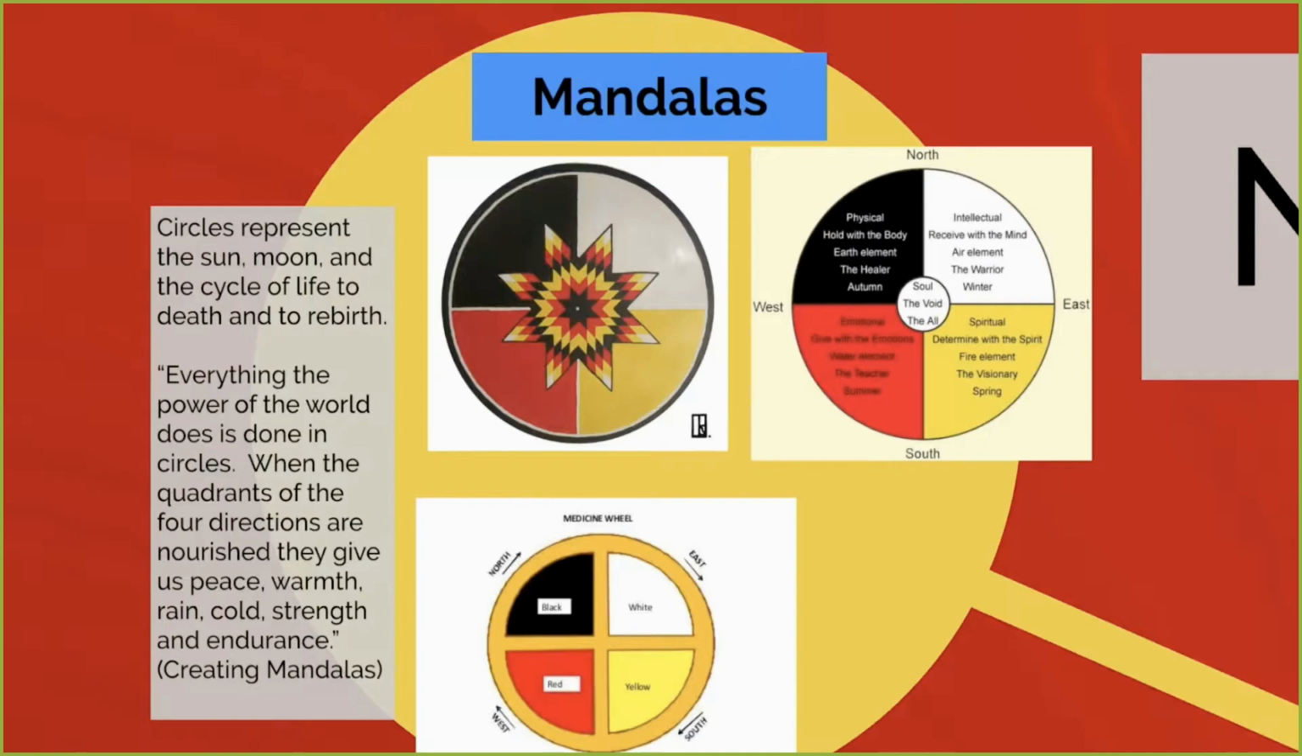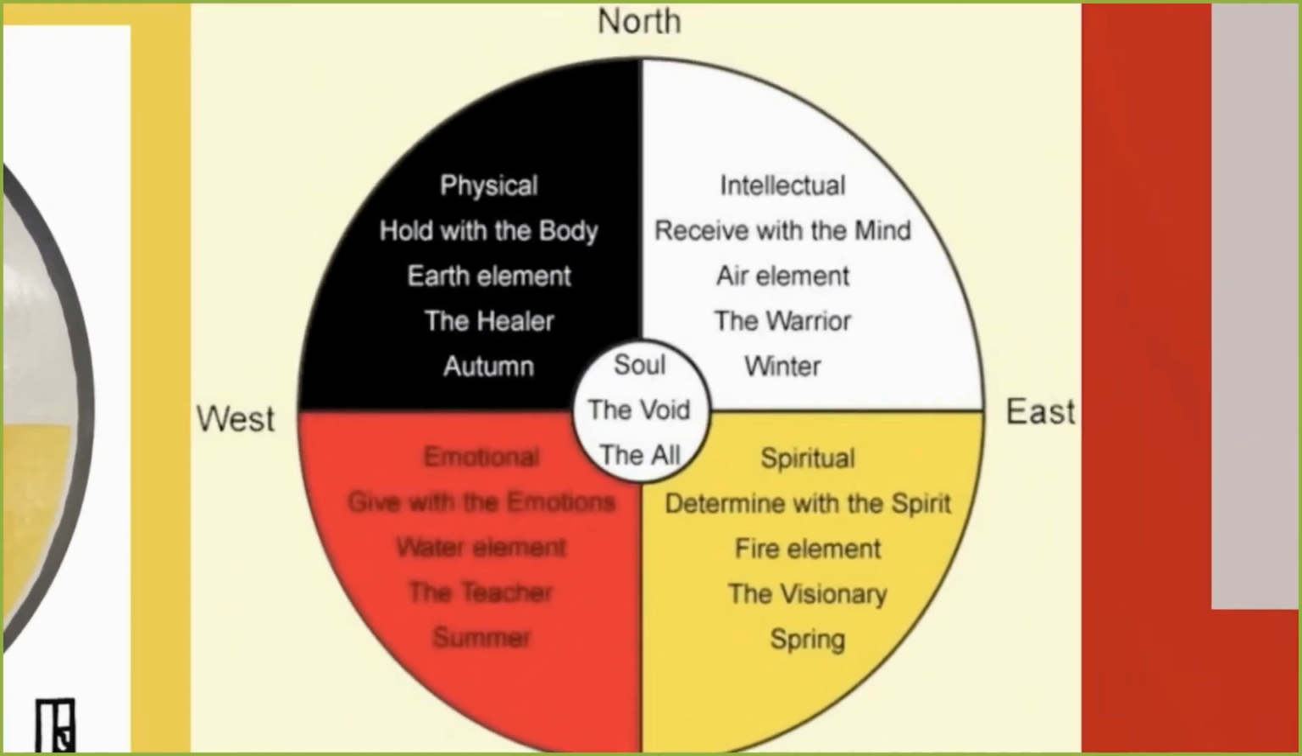Here you can see one of the mandalas and also its metaphorical interpretation, the meaning of the colors, the directions. Here you can see clearly what they represent. Emotional needs, spiritual, different elements, different seasons. So these are indeed very metaphorical.